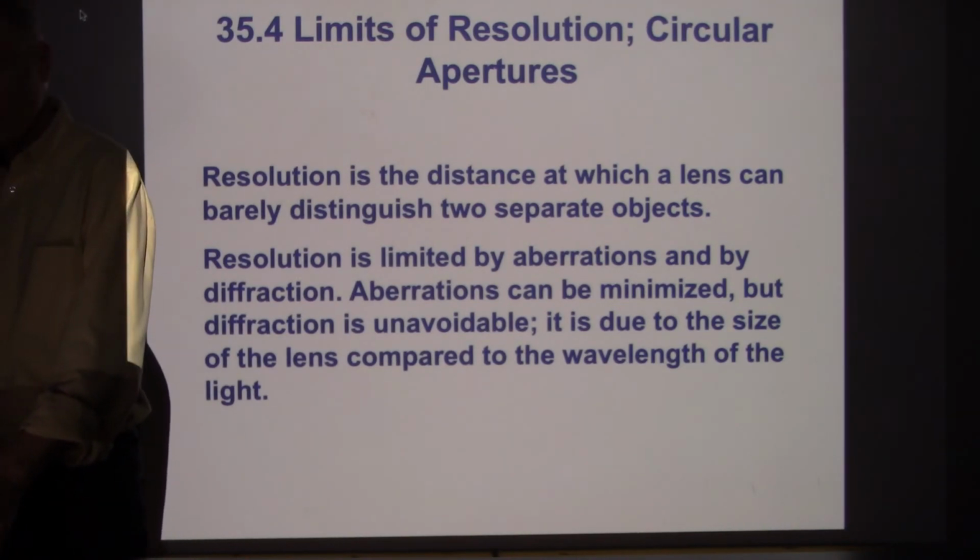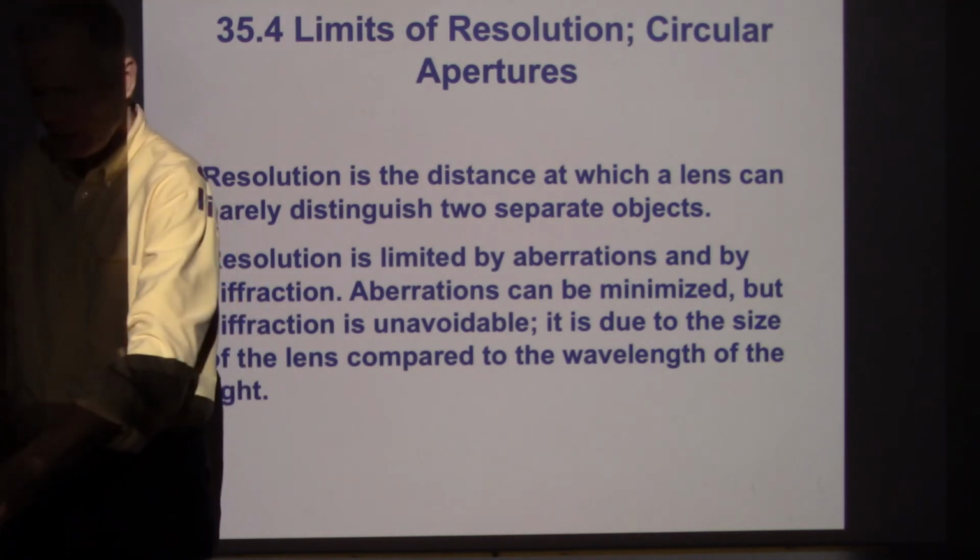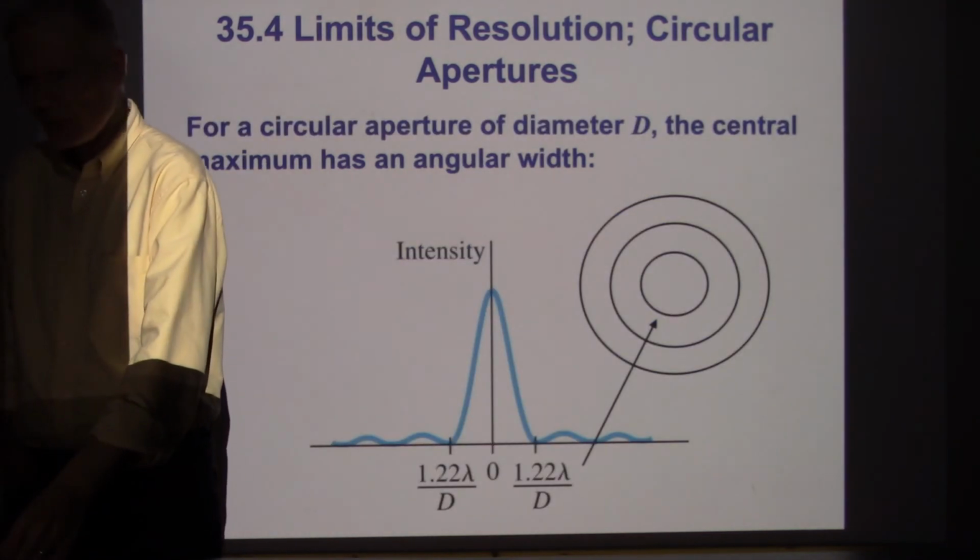Limits of resolution. So let's take a look and ask ourselves, when light comes in through a narrow opening, what happens when the light spreads out? And this is called a limit of resolution. Right now it's saying the aperture is circular, but we want to look at both circular and slit cases.